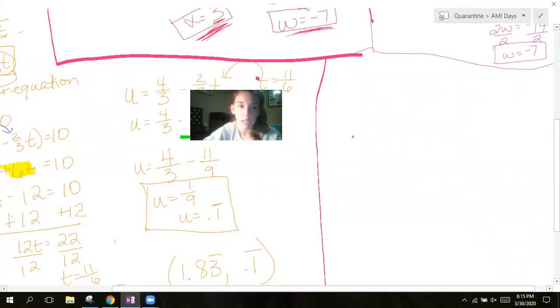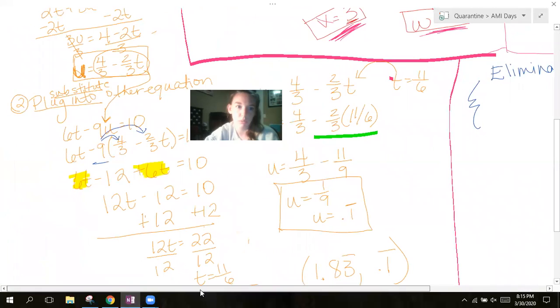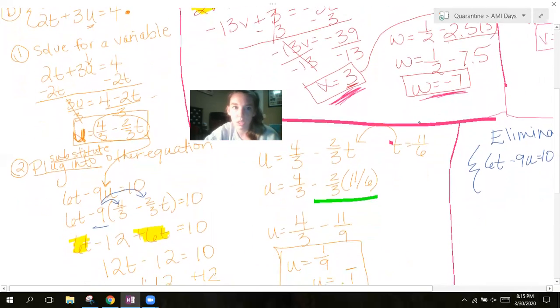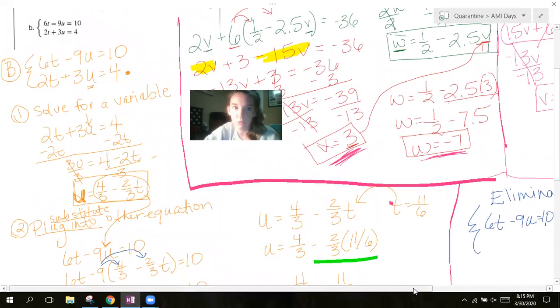All right, last one. Again, we're going to solve this by elimination. I have to look back and see what the original equation was. Don't want to lose my screen. 6t minus 9u equals 10, and 2t plus 3u is 4.